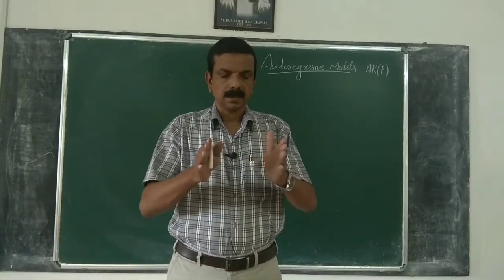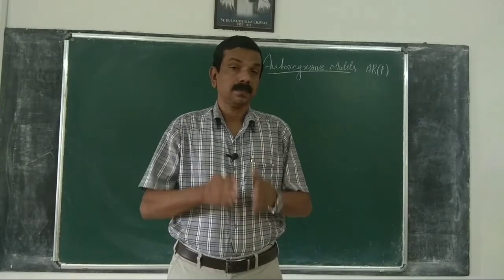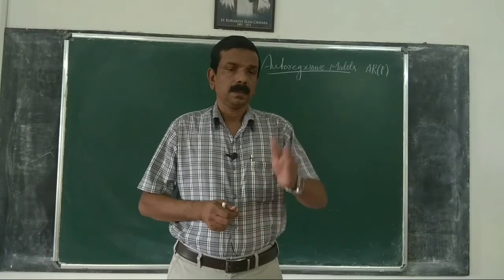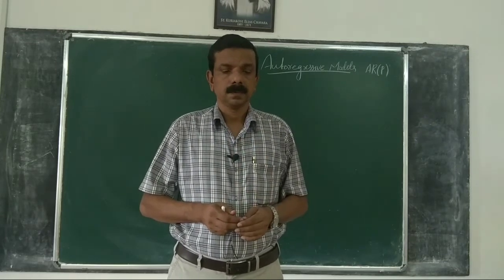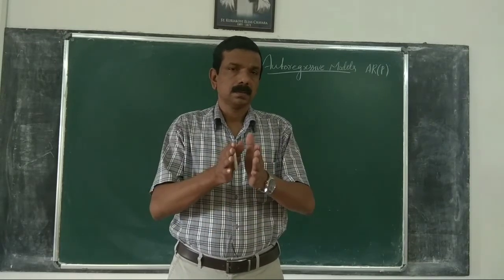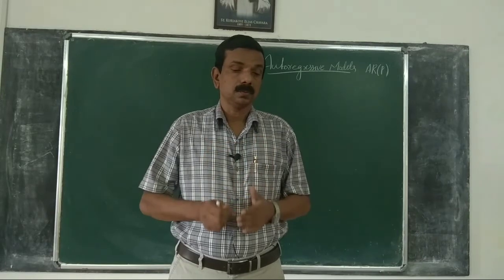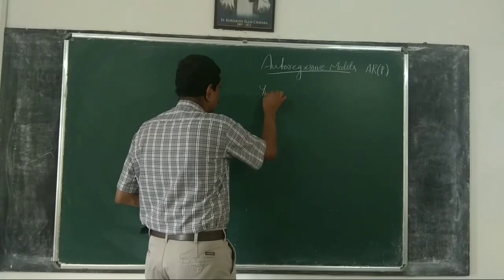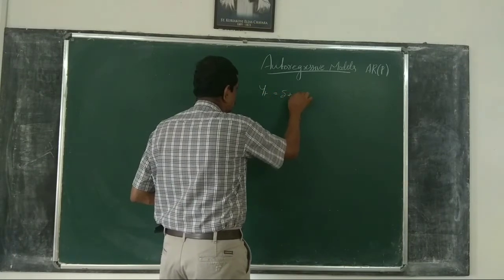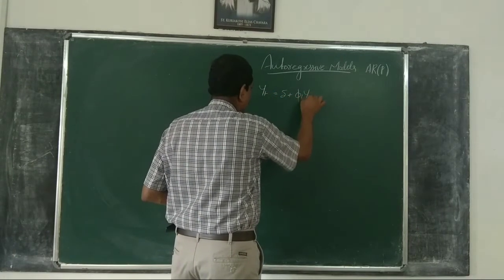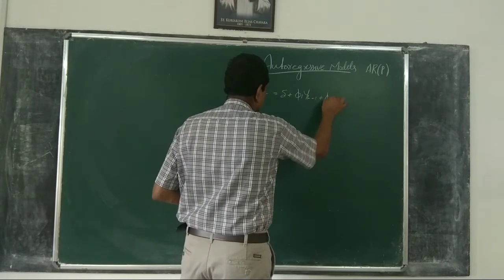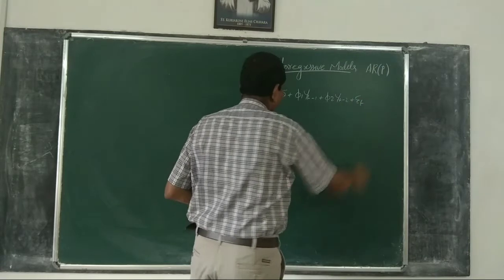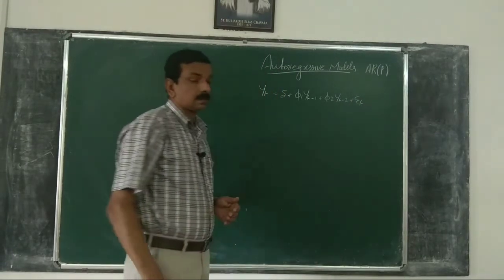In the previous class we have discussed the AR1 process and its properties. Now we consider AR2, written as yt is equal to delta plus phi1 yt minus 1 plus phi2 yt minus 2 plus epsilon t. This is the AR2 process.